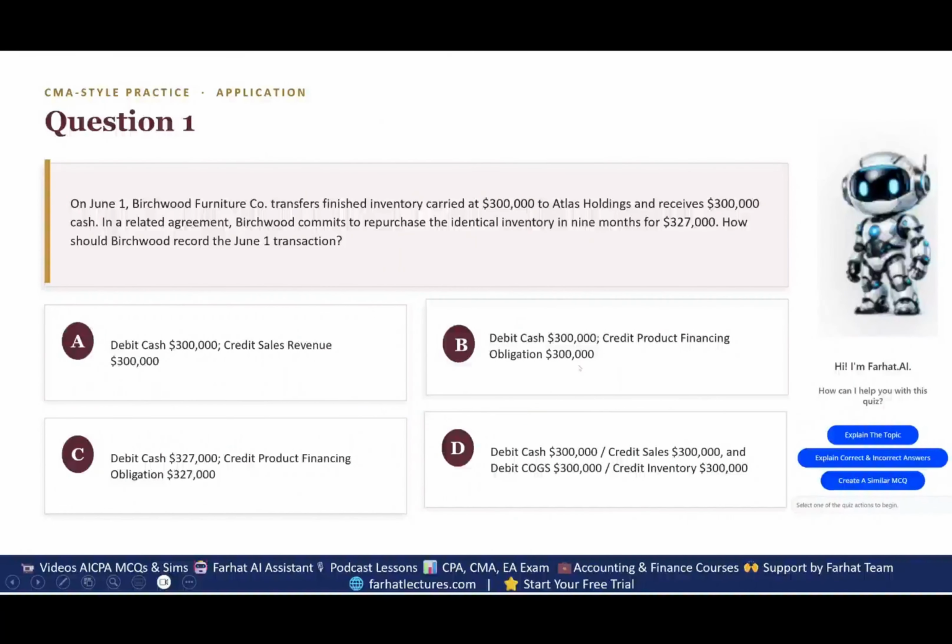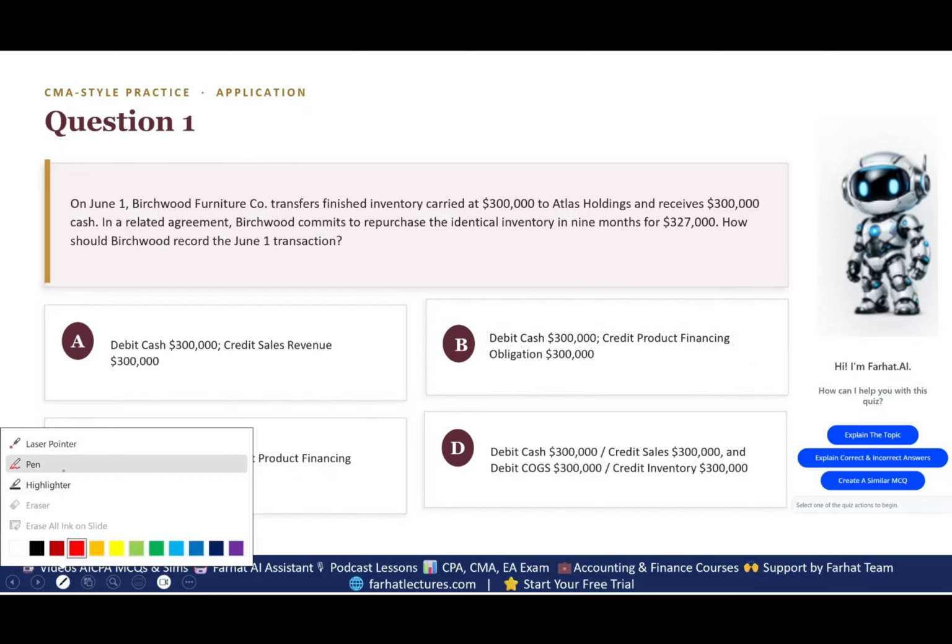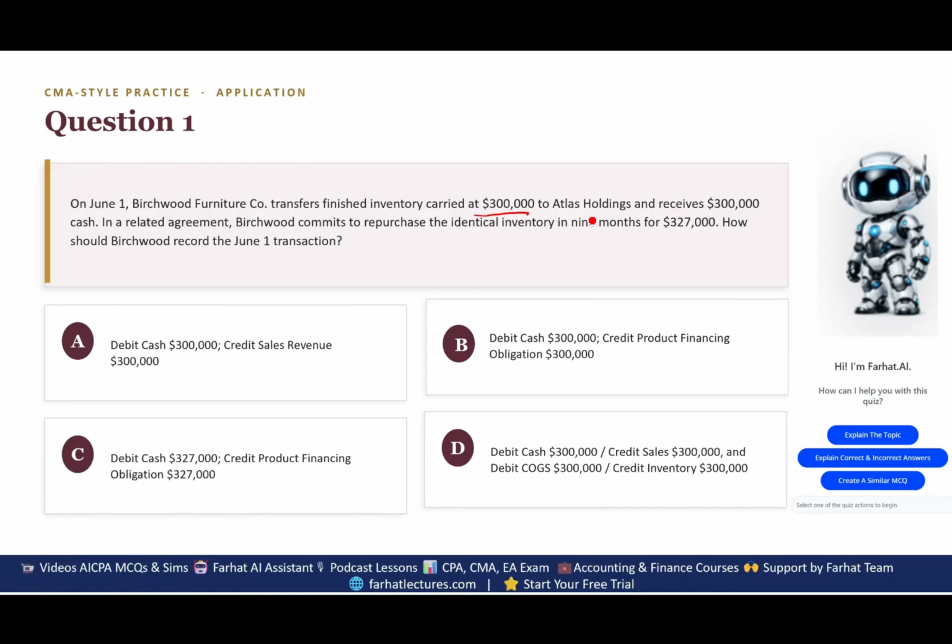Let's take a look at this multiple choice question from farhatlectures.com. On June 1st, Burkwood Furniture transferred inventory at $300,000 to Atlas Holding and received $300,000 cash. We need to know more. In a related agreement, Burkwood committed to repurchase the identical inventory 9 months later for $327,000. How should the company record the transaction on June 1st?